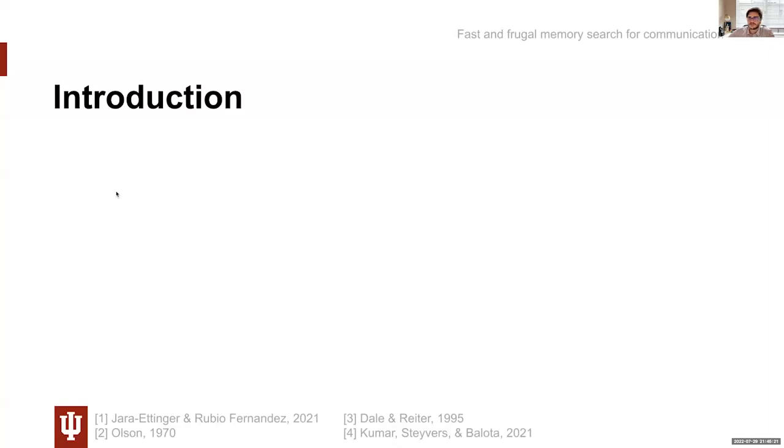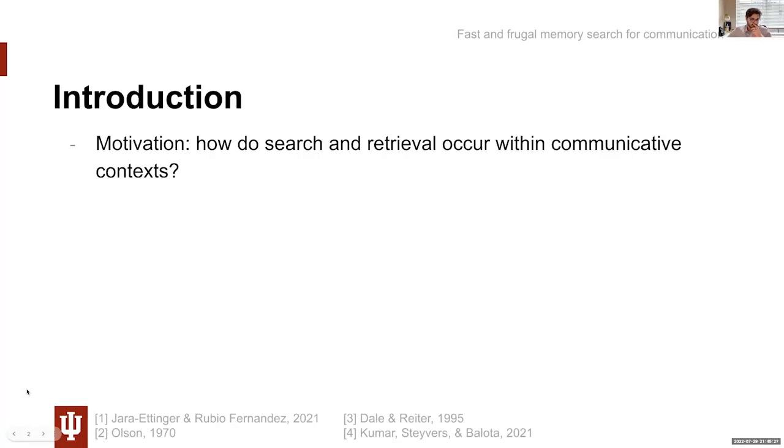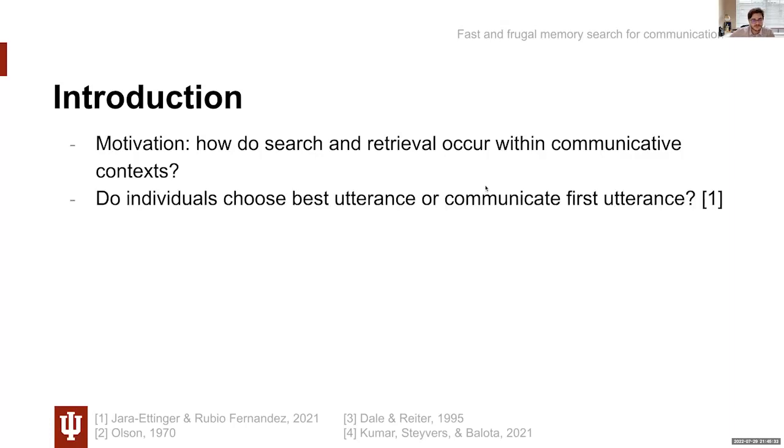So I'll give you some introduction and motivation as to what we wrote about. Our motivation here is: how does search and retrieval occur within communicative contexts? In other words, do individuals choose the best utterance or communicate the first utterance? And what we mean by utterance is some sort of communicative action that you would take in some sort of communicative scenario, whatever that may be.